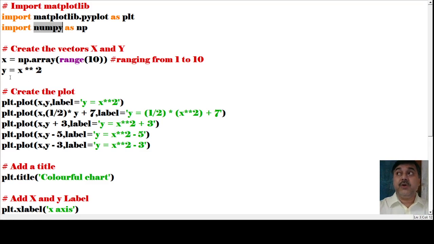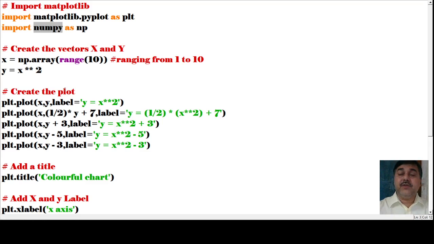As we know how the range works, isn't it? It starts from 0 and works from 0 to 9, that means the last value is excluded. So x has been given, and y equals x into 2. This is the one value of y that has been given. Now you see how the different values are changing.